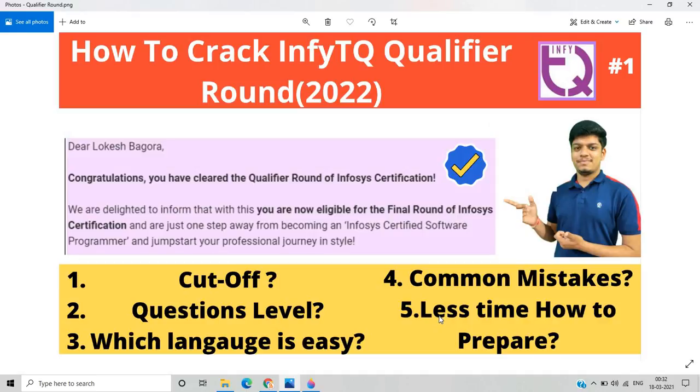So what is the 5th point? A common mistake is filling in other details in the qualifier round examination form, so do not fill in any other details in the form. The second point is the most important: do not register with 2 email IDs, because if you are found indulging in malpractices, you are out of the Infosys certification examination process, and there are also some restrictions at later stages.